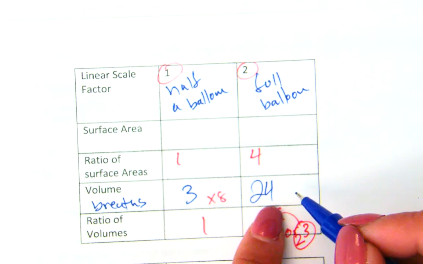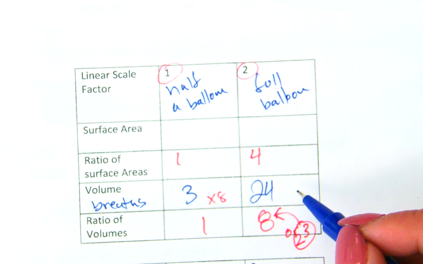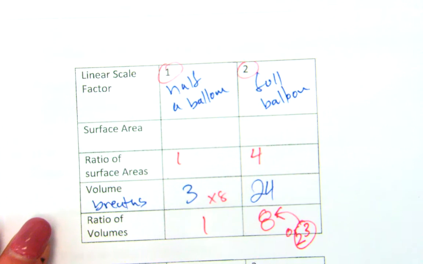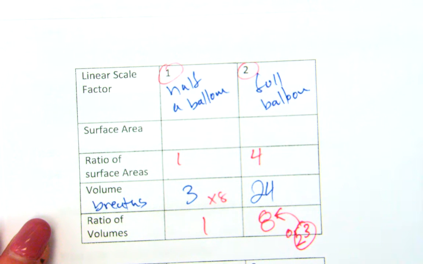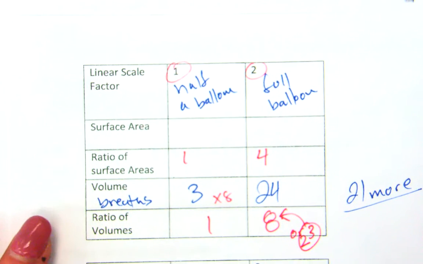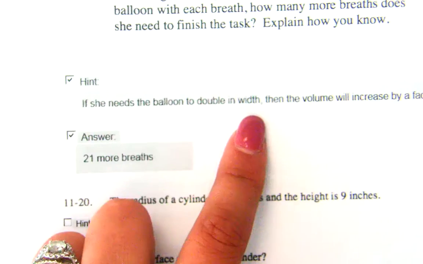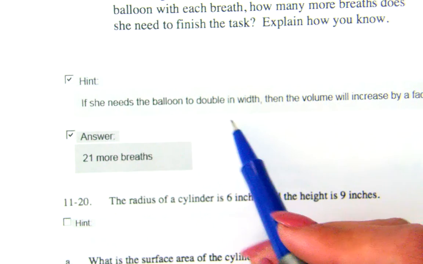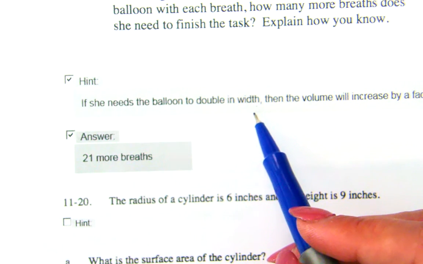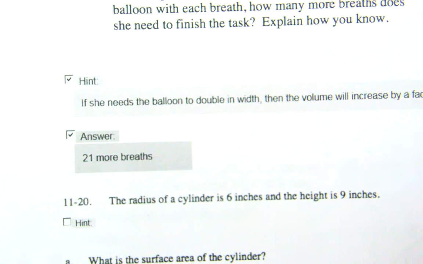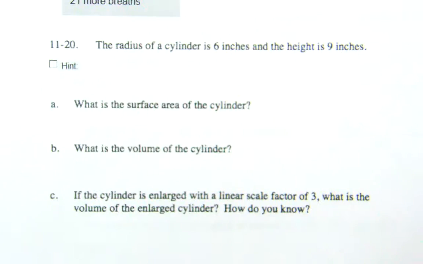So since she has already taken 3 breaths, and you need a total of 24, you really just need 21 more in order to fill up the rest of the balloon. Okay? So that's how you know. She needs to double the balloon in width, which basically just means the linear scale factor is getting doubled. The volume is getting increased by a factor of 8, so 21 more breaths. All right, the next one.